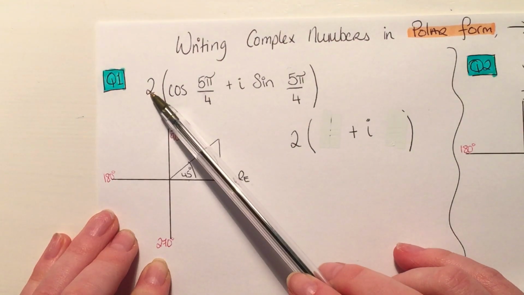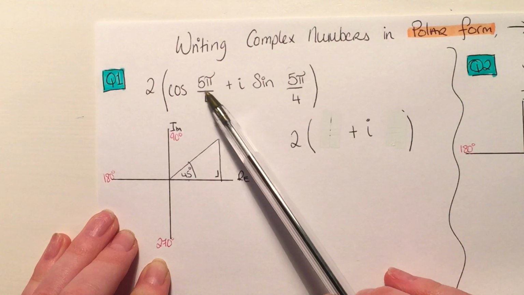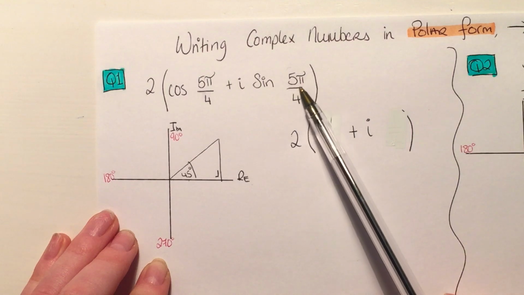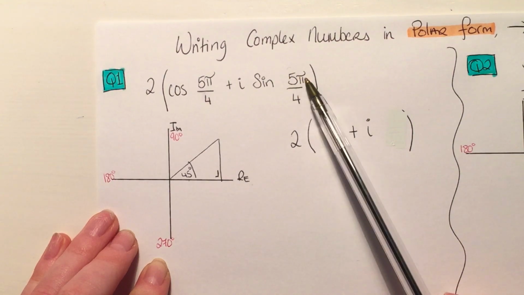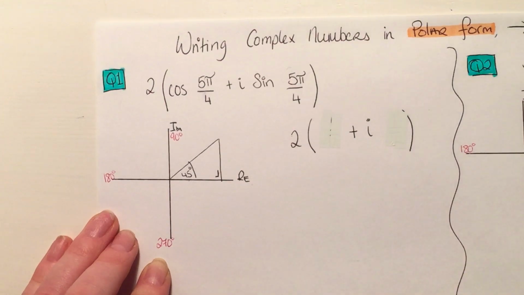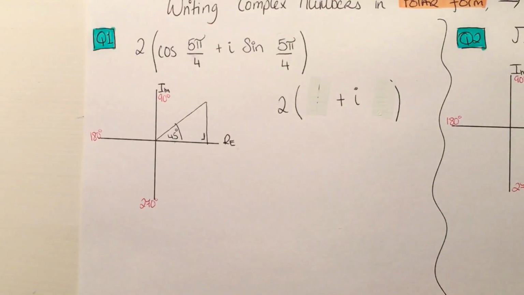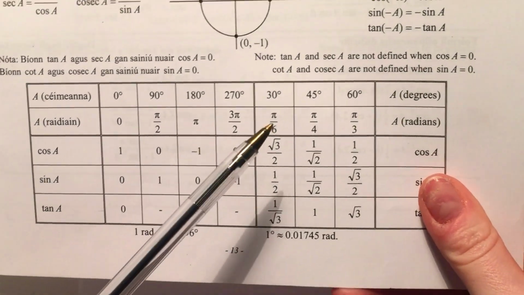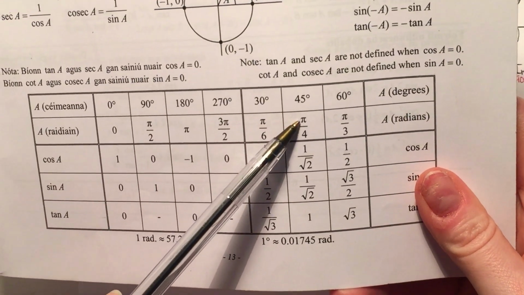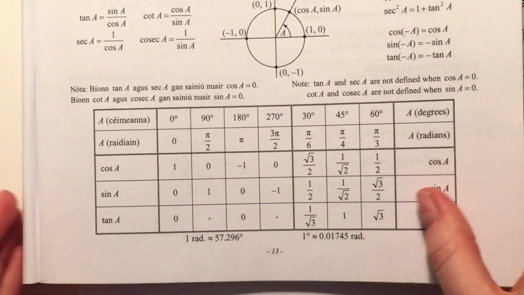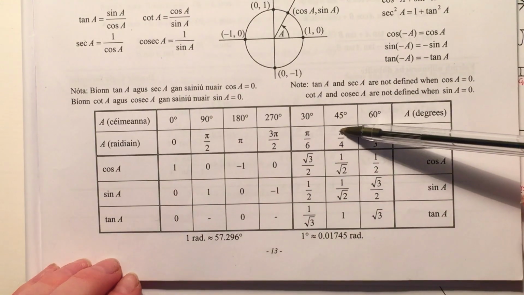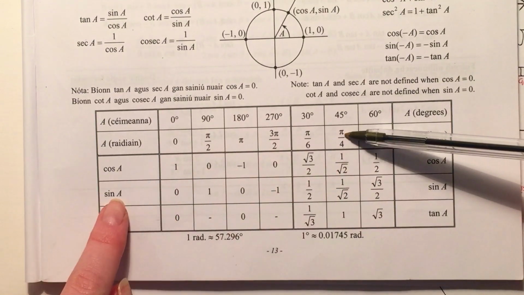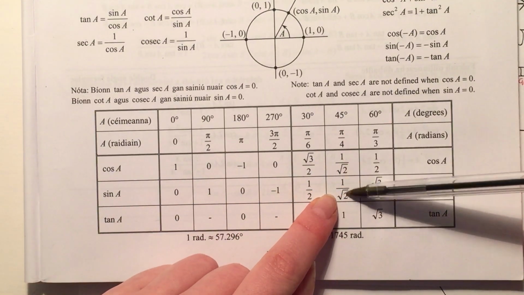So you can see here we've got 2 times cos of pi over 4 times 5 plus i sine of pi over 4 times 5. Now, this 5 is only a multiplier. The main fraction is pi over 4 and it's been multiplied by 5. So keeping that in mind, we're going to go straight to our page 13. Okay, so we're looking for pi over 4 because that's what we have in the question. Then from that, we need to look for the cos value of it, which is 1 over root 2, and the sine value of it, which is also 1 over root 2.